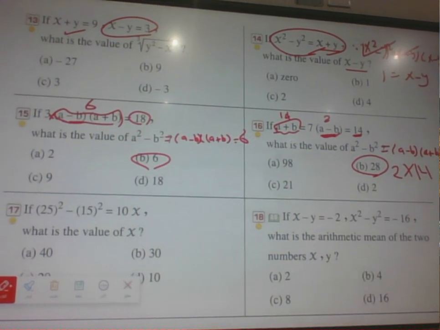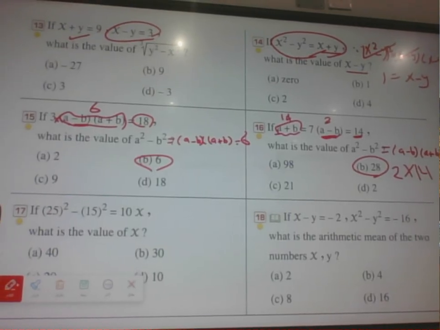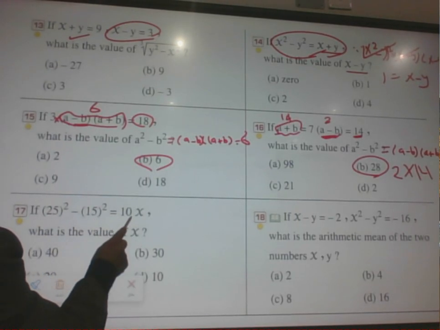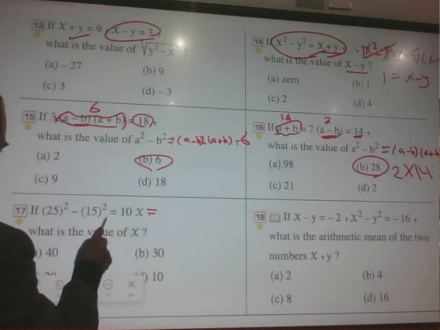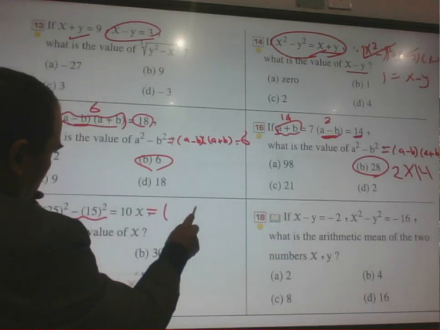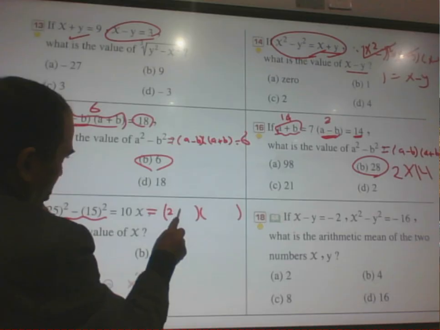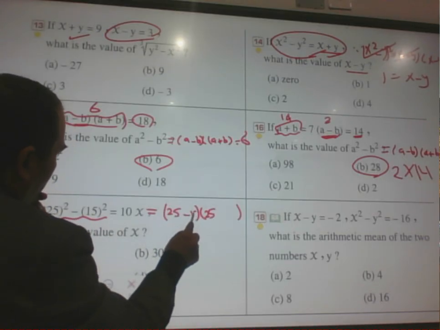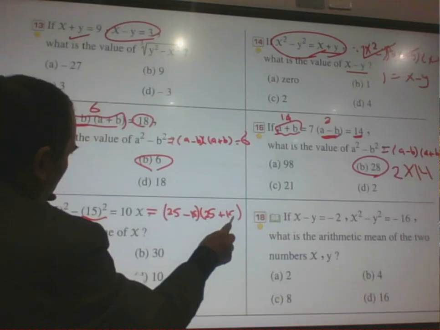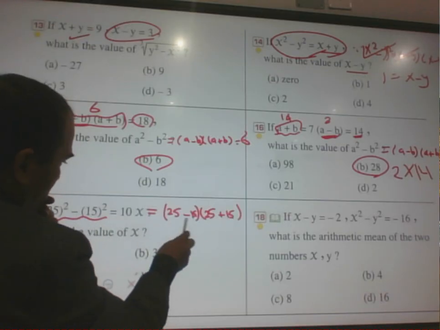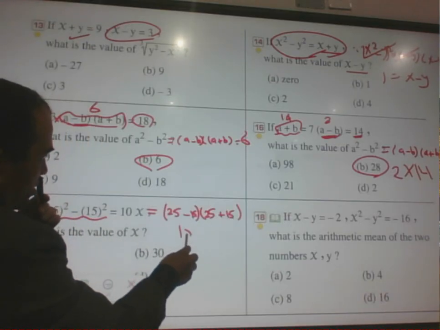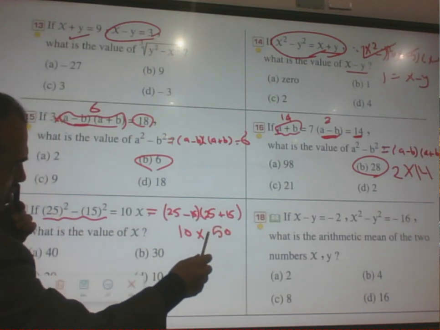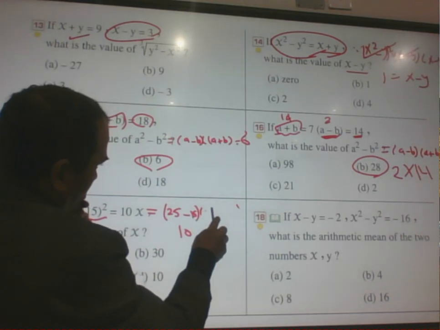Now, going to the next question, 17. 25 power 2 subtract 15 power 2 equals 10 times x. We can factorize this expression as the product of two brackets: 25 minus 15 and 25 plus 15. And then complete and find the answer. 25 minus 15 is 10. And 25 plus 15 is 50. Oh, sorry, 40.